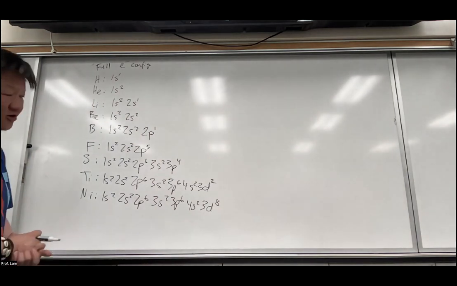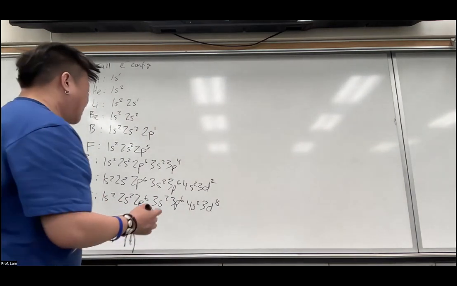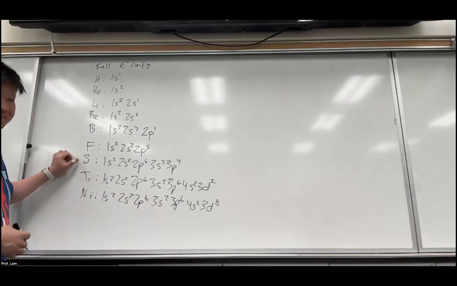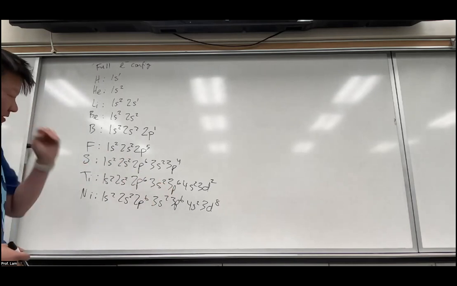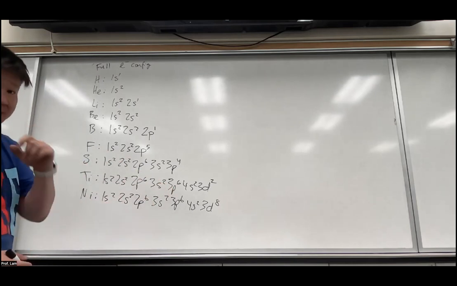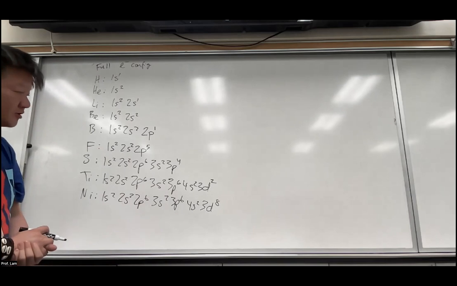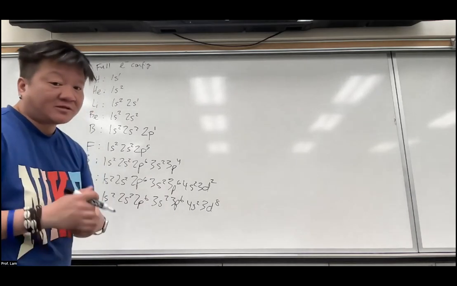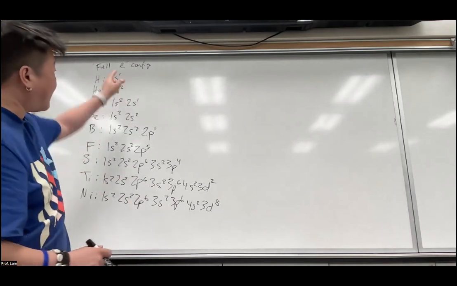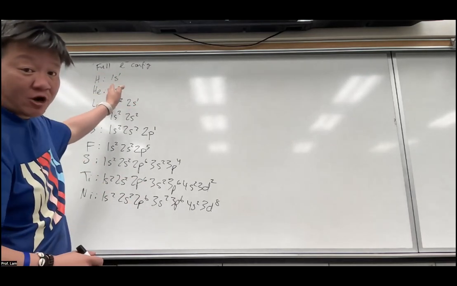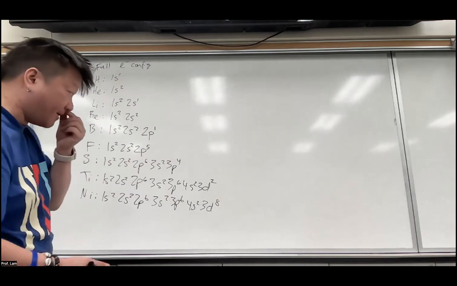All right. So now let me show you guys the short configuration. So you see sulfur. I mean, can you imagine if I assign a bigger atom? It's going to be really tedious. So for most purposes, if I don't specify, it's okay for you guys to do short electron configuration. But if I say do full electron configuration, then start at hydrogen 1s2, 2s2, and so on, right?